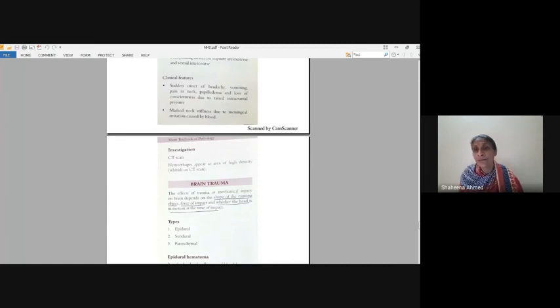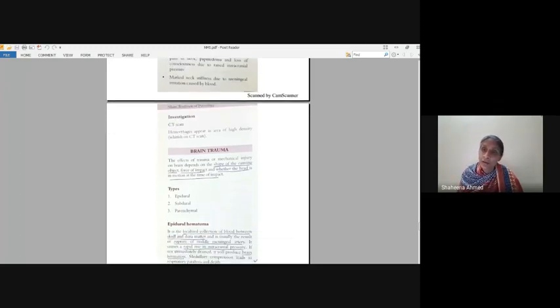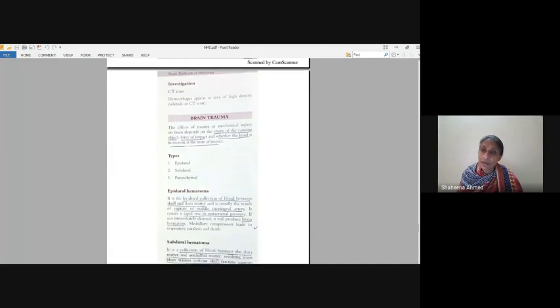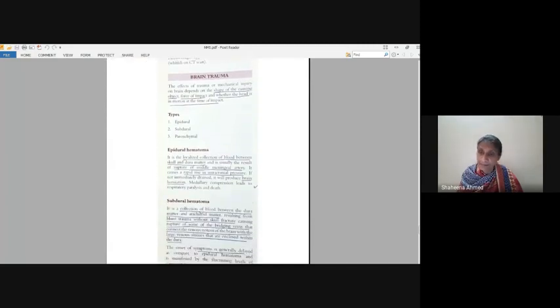Now, the clinical features are going to be exactly the same. You will see the signs and symptoms of raised intracranial pressure, and then you're going to see the signs and symptoms of meningeal irritation. And the best choice for investigation is again the CT scan.